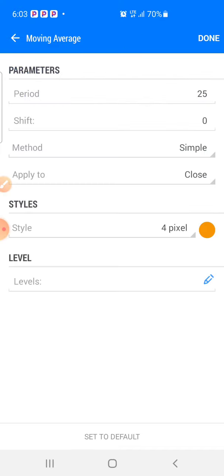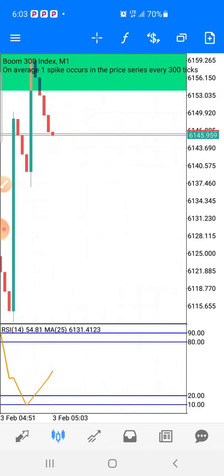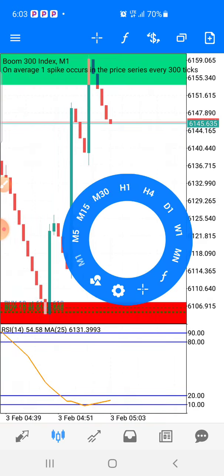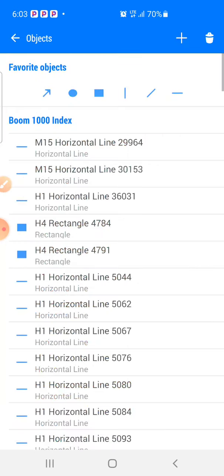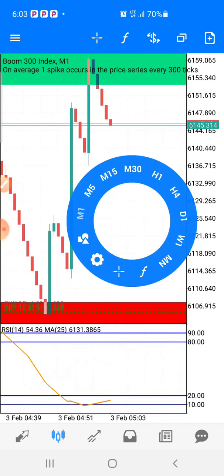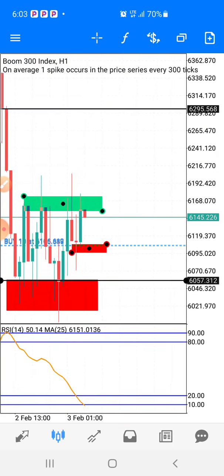The second one is moving average 25, shift 0. Method simple. Apply to close. Then style 4 pieces. Then that's that. Then you click on done. Remember, you have seen that we are to take profit because of the resistance level on 1 hour time frame. You can see that resistance there is powerful.